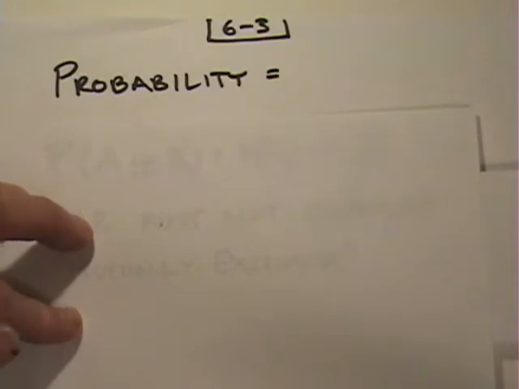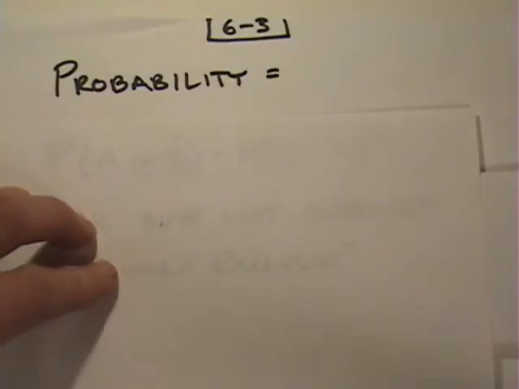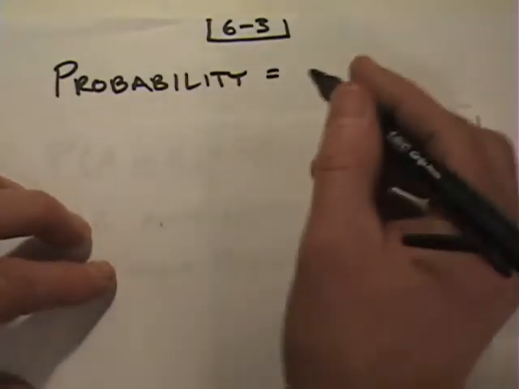Okay, here we are, folks. We're at 6-3. We're finally getting to the heart of the chapter. We're talking about probability. We've been good at counting things. Now we're going to put it to use.